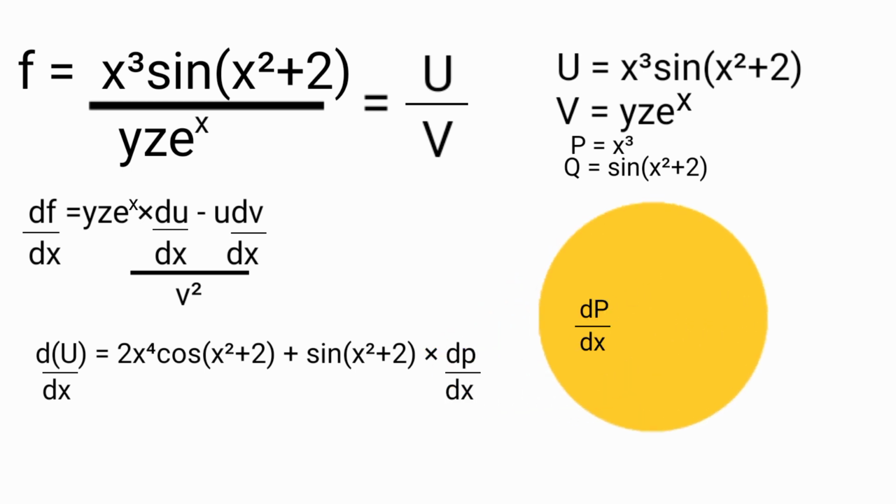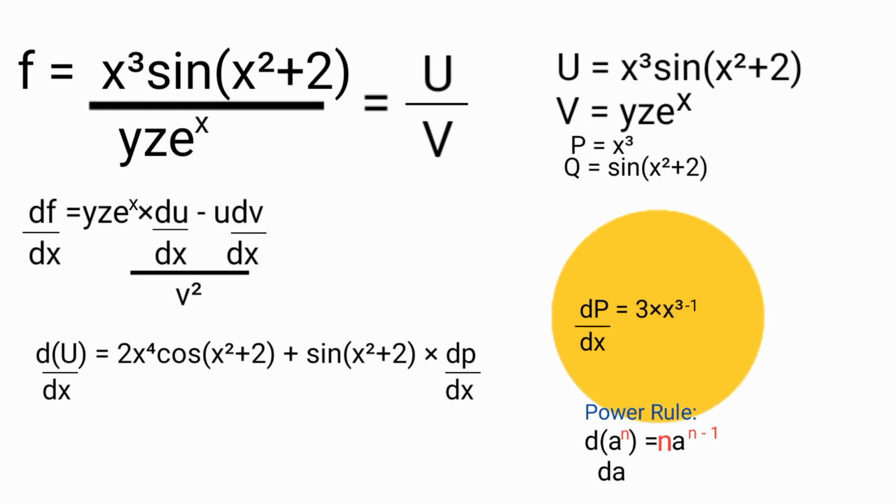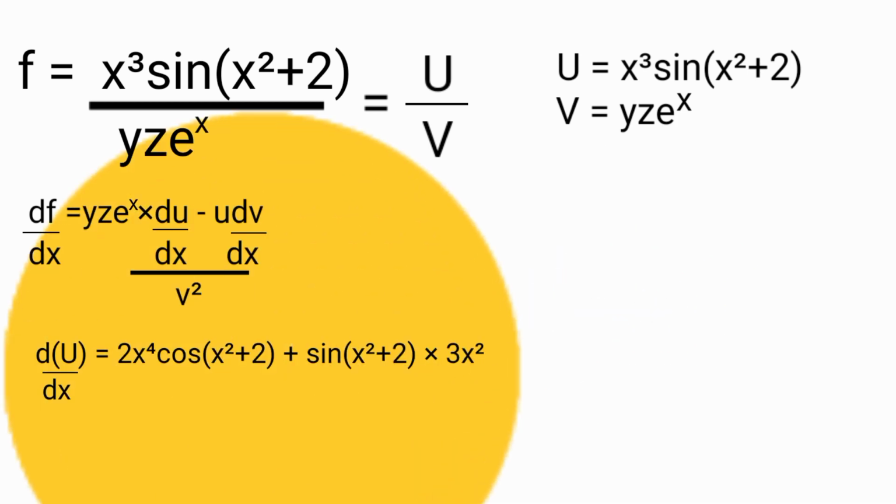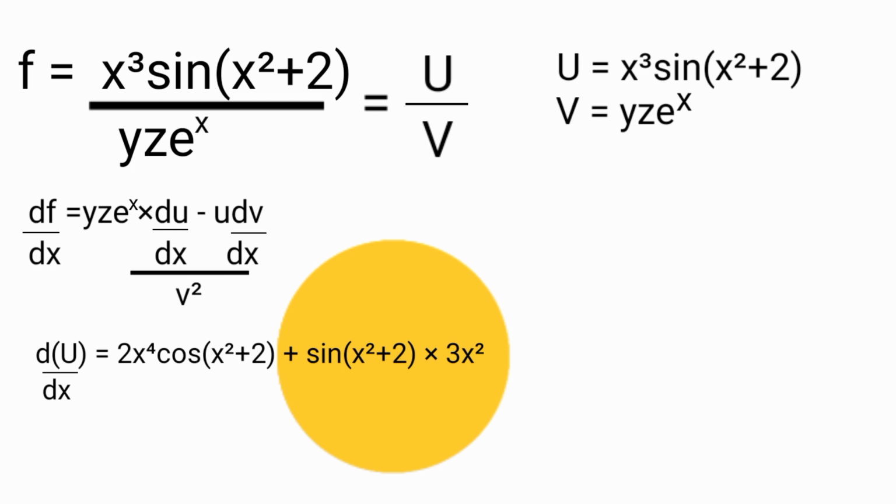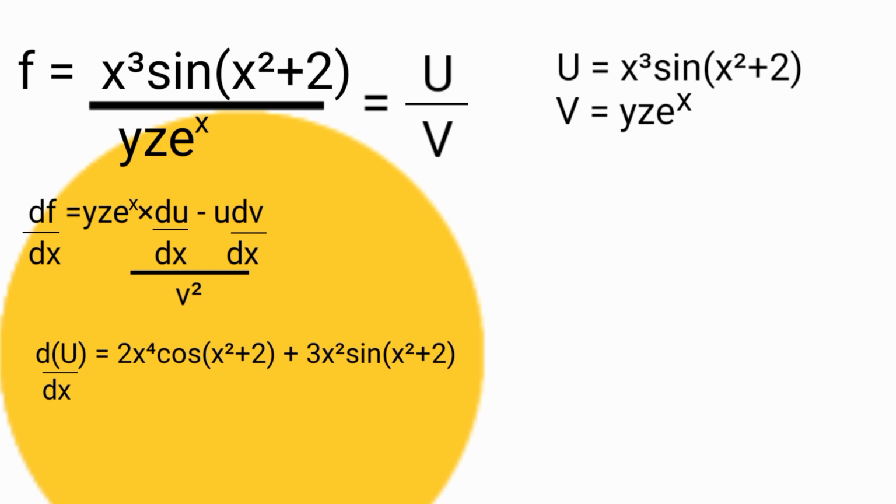So what is dp/dx? We have here p equal to x cubed. So using the power rule now, dp/dx will be equal to 3 times x to the power 3 minus 1, which is 3x squared. So substituting here now, du/dx is equal to 2x to the power 4 cos of x squared plus 2 plus sine of x squared plus 2 times 3x squared. Sine of x squared plus 2 times 3x squared is 3x squared sine of x squared plus 2. So du/dx is equal to 2x to the power 4 cos of x squared plus 2 plus 3x squared sine of x squared plus 2.